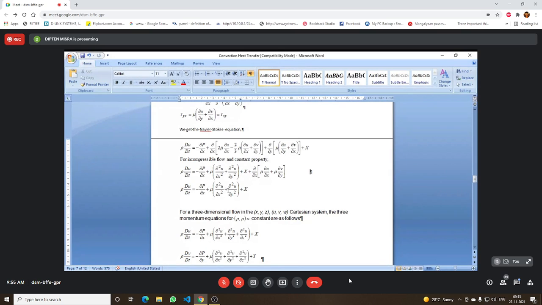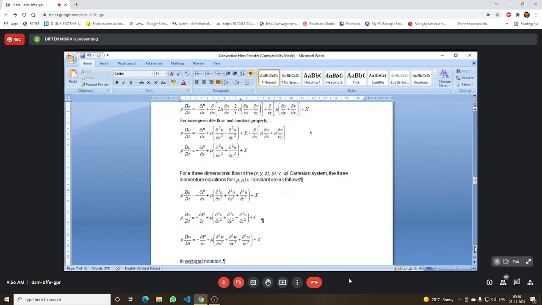For a 3D flow field, there will be one more extra term which will involve del 2u del z square. For a 3D flow field, the x direction momentum equation will be rho ddt of u minus del p del x plus mu into del 2u del x square plus del 2u del y square plus del 2u del z square. In simple term, it will be your Laplacian operator del square of u plus the body force along x direction per unit volume.